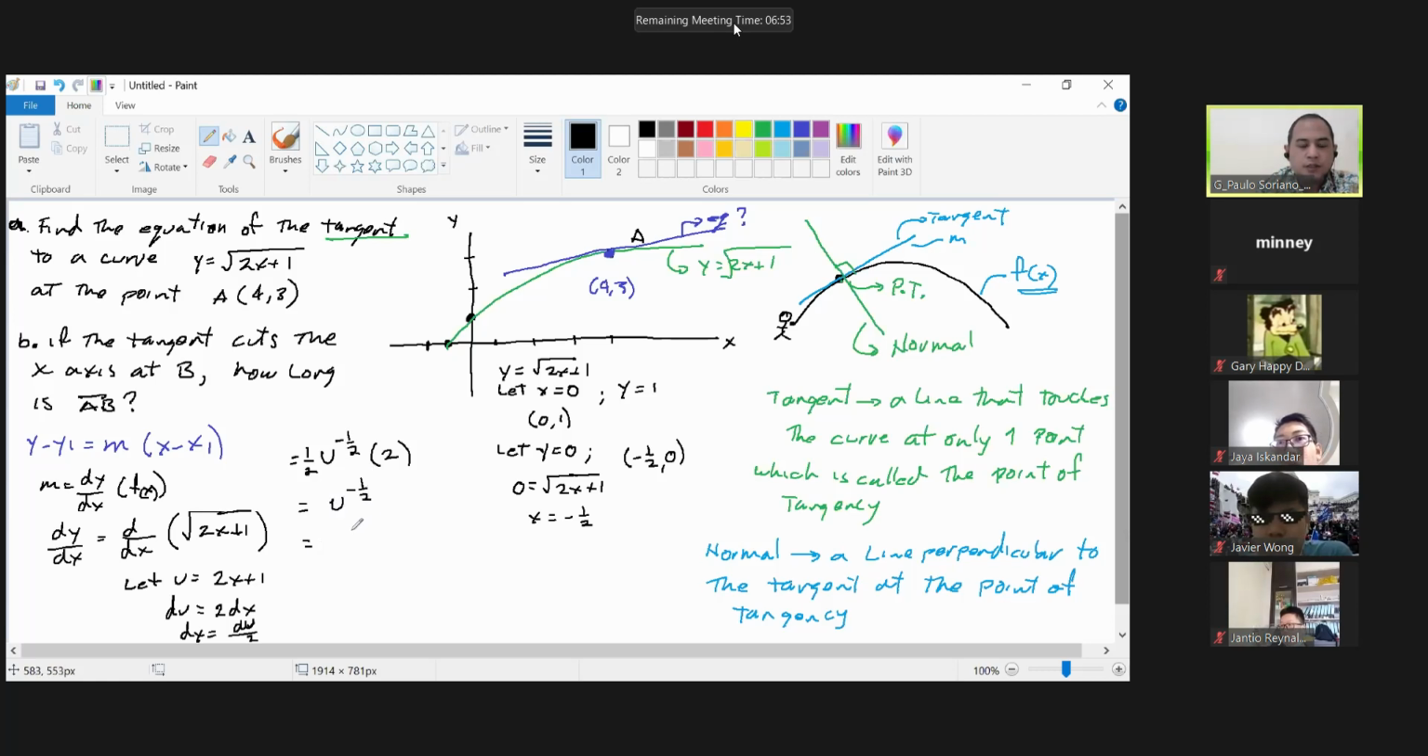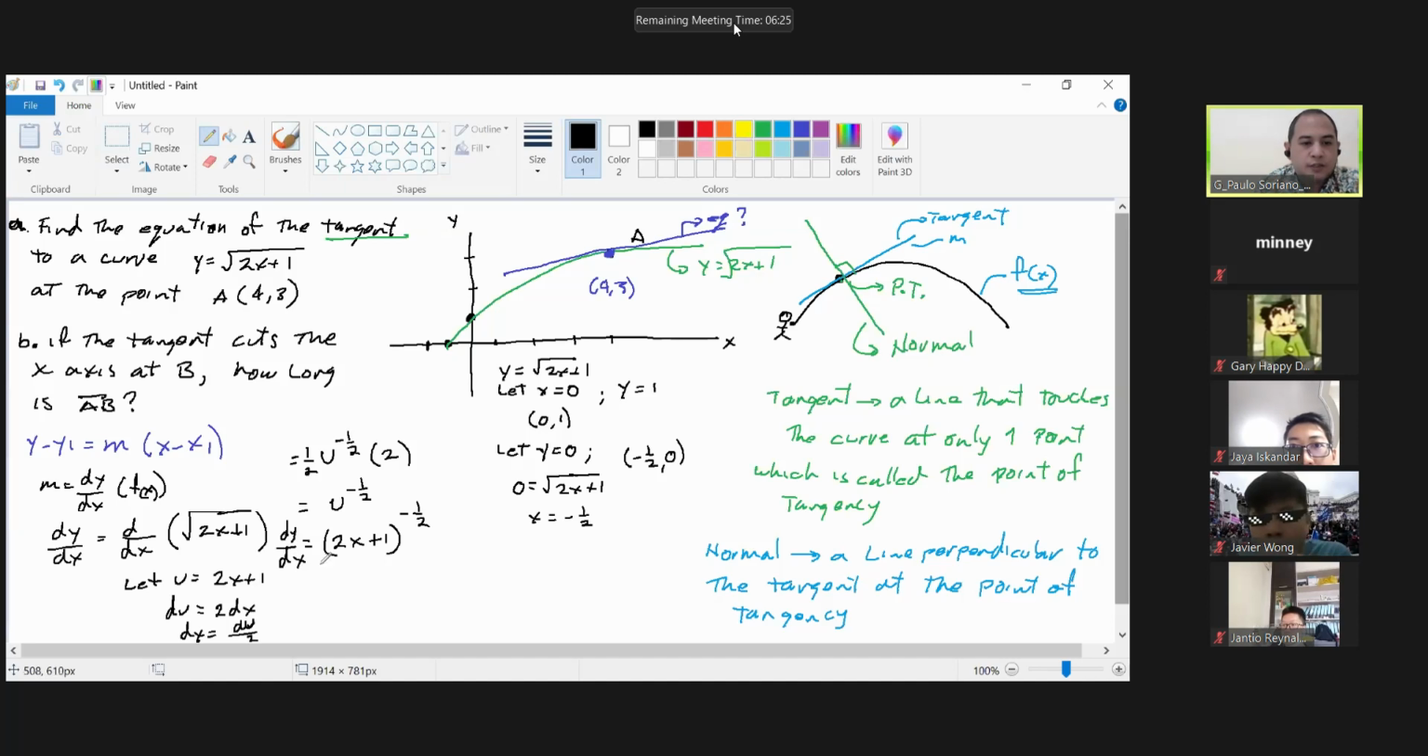And then this is going to give us what? Returning it back to the original, it is going to be 2x plus 1 raised to negative 1/2. Okay, done. 2x plus 1 raised to negative 1/2, and this is our gradient. Okay, so dy dx.